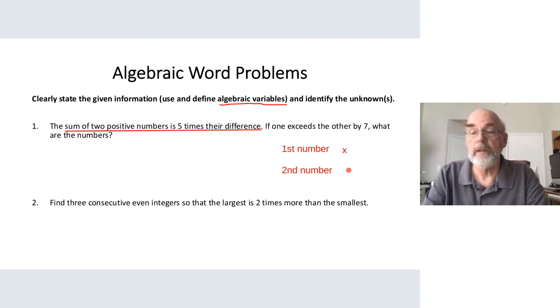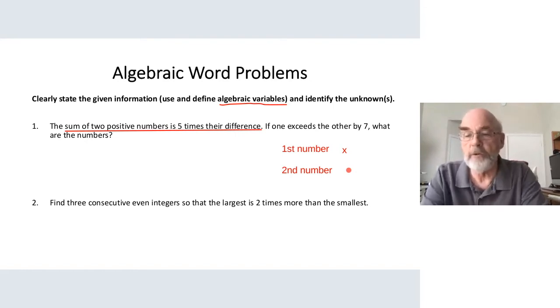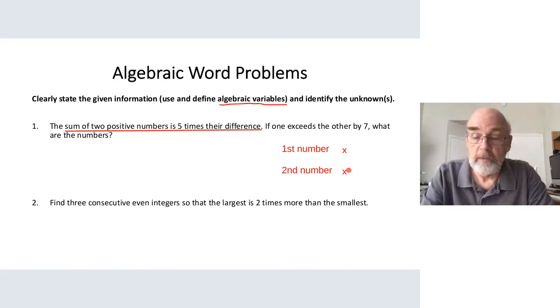And you don't want to do too many variables. Because one isn't expressed in terms of the other. So that's always a good thing to look out for, when you have more than one variable, that one is expressed in terms of the other. So I'm going to write the second one as x, since it exceeds the other by 7, plus 7.